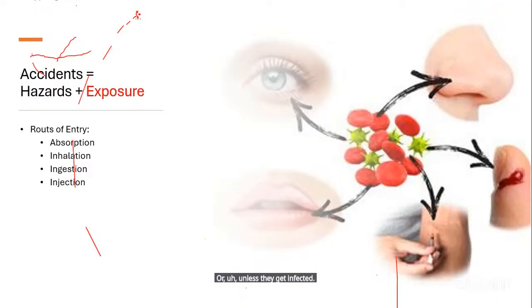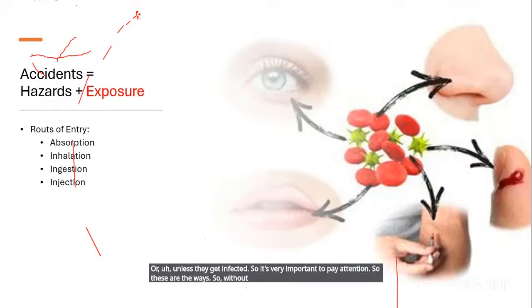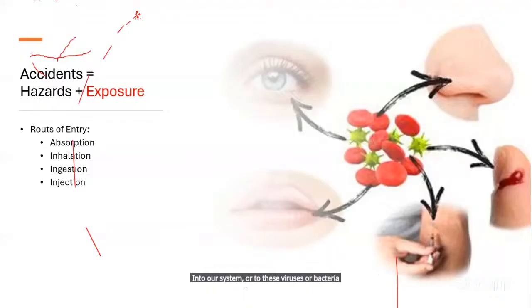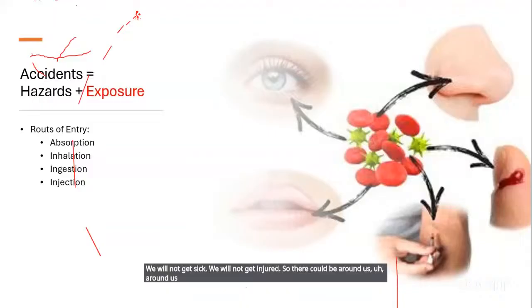So it's very important to pay attention. So these are the ways. Without these chemicals getting into our system, or these viruses or bacteria getting into our body, we will not get sick. We will not get injured. They could be around us. They could be everywhere, but if they don't get into our body, we will not be affected.